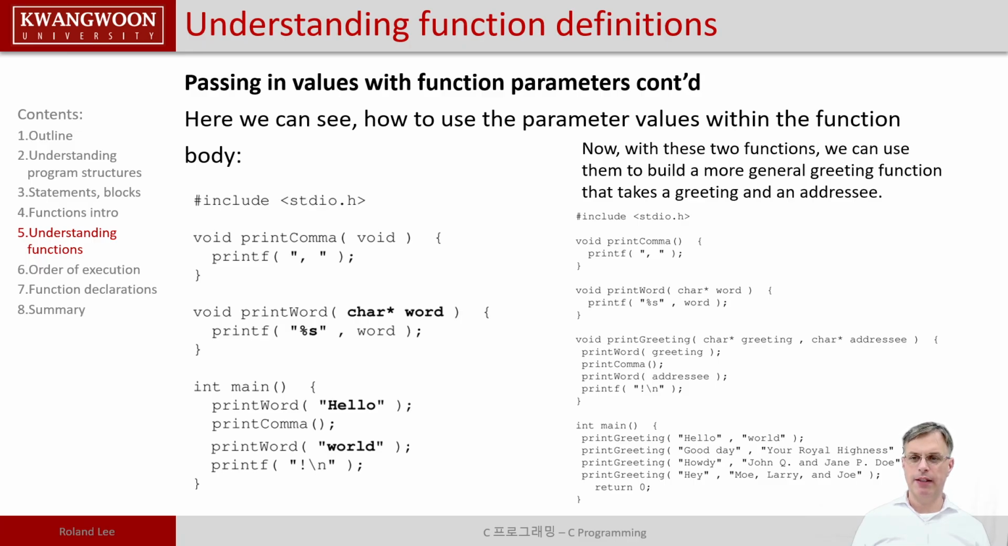And in the next one, now with these two functions which we have here, we can use them to build a more general greeting function that takes a greeting and the addressee. We also could then call this function with two values, one value for the greeting and the other for who is being greeted.